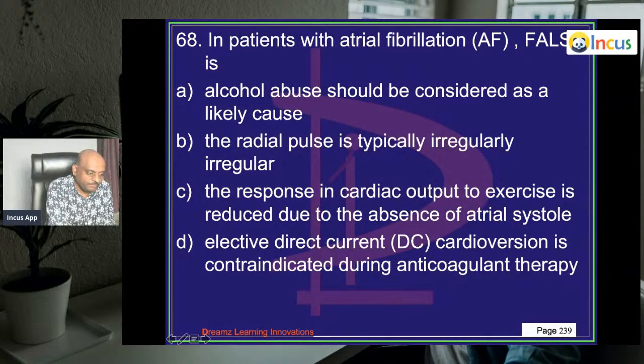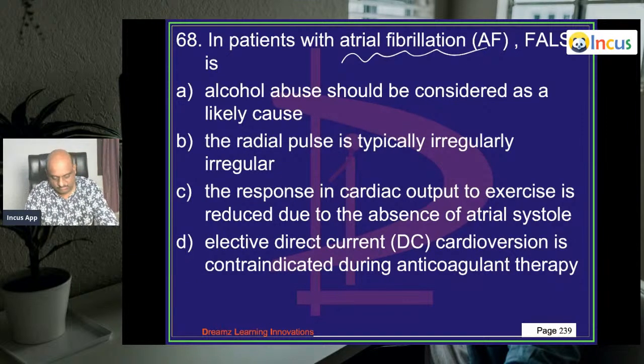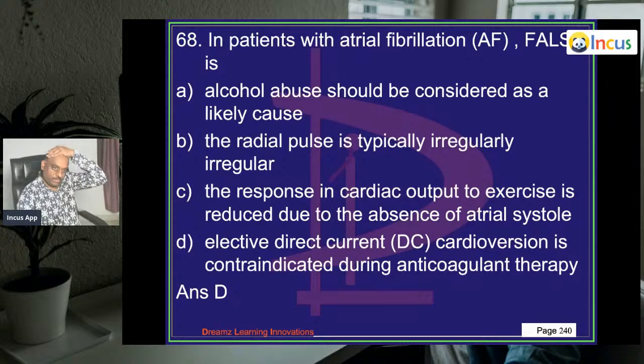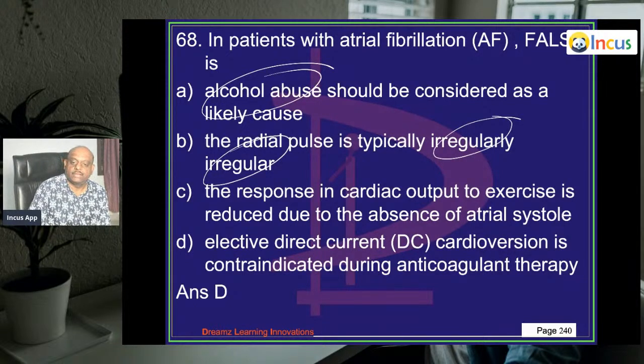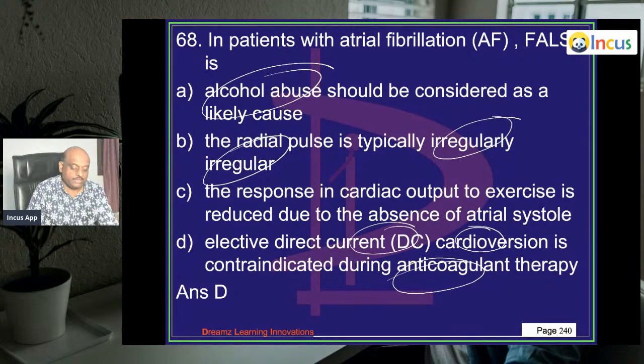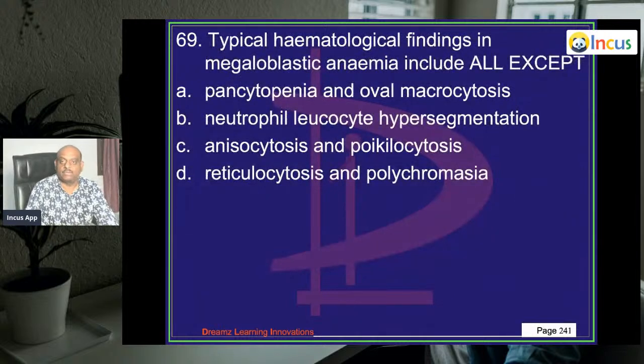Now, doctor, in a patient with atrial fibrillation, alcohol abuse is one of the important causes. Pulse is irregular, and you need to first anticoagulate before doing the cardioversion.